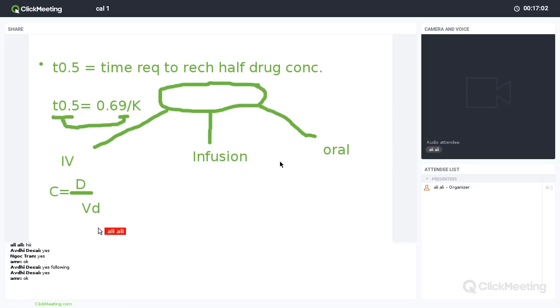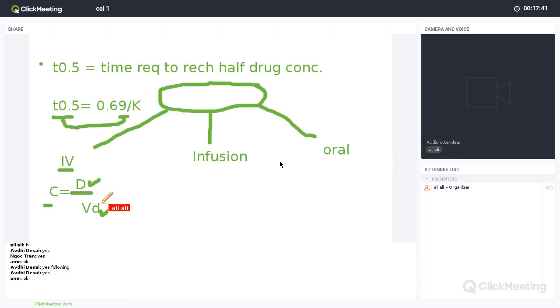Volume of distribution. Okay, so here the first concept we have is the concentration in the blood, which is given in milligram per liter or nanogram per milliliter, whatever. Then we have the dose, which is the IV given dose. It's mainly in milligram, and we have the volume of distribution. The volume of distribution is the area that the medication is distributed to.